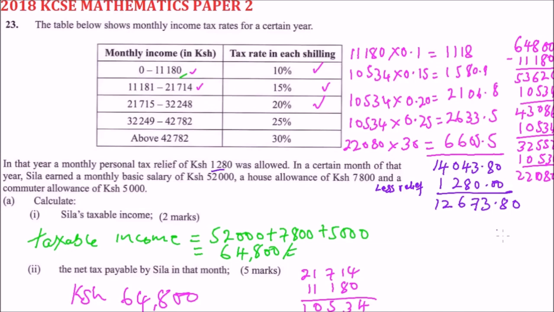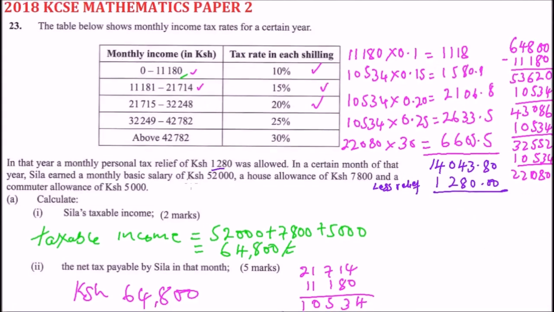So when you subtract, using your calculator, you should get 12,763.80. So this is the tax that she was to pay, 12,763 and 80 cents. So that's how you do that question.